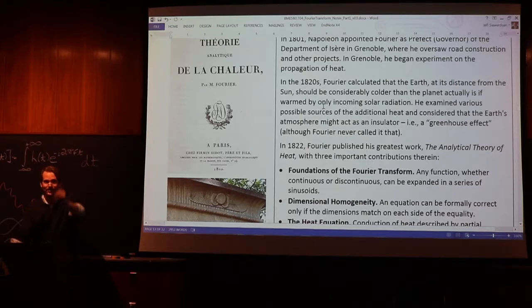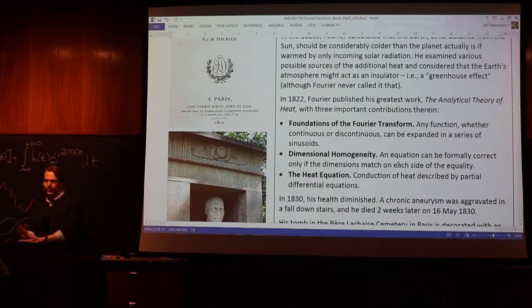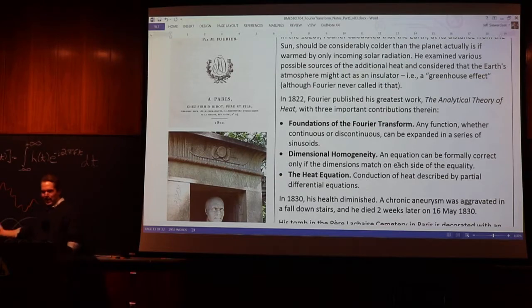He's the father of the greenhouse effect. Sort of, he didn't call it that. But in 1822, I remember the date, he published this book, The Analytical Theory of Heat. It did three great things in that book. It laid the foundations of the Fourier transform, which Reza told me just yesterday was useless. Why would anybody ever want to add up a bunch of sinusoids to represent some other signal? So he put it in a book instead.